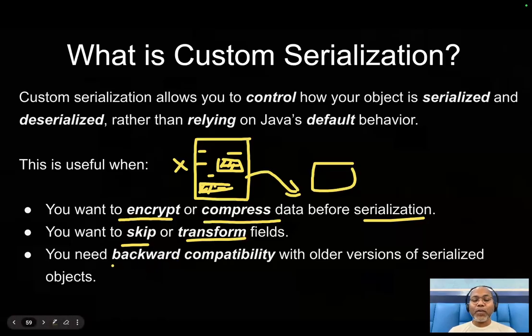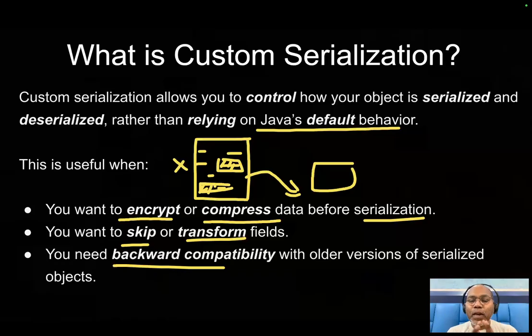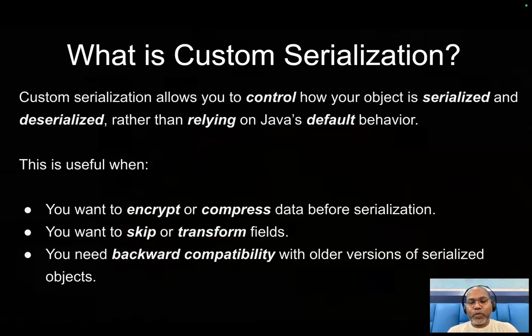Or you want some backward compatibility with the older version of serialization. Say you have an older version of a serialized object, and now in your newer version of the application you want to load those serialized objects. In such a scenario, you have to override the default Java serializable behavior, else your serialization process will break. So Java allows us to override or take our own control of the Java serialization process.